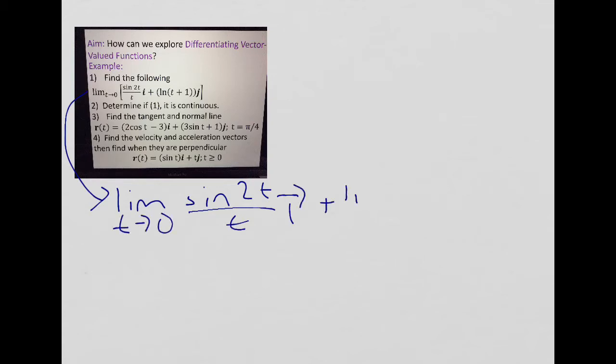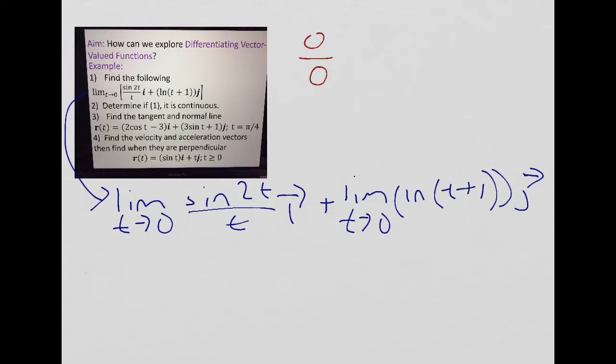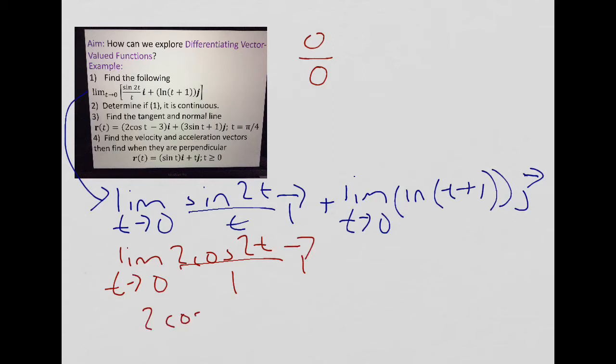So notice what I'm doing here. It looks like I'm distributing a limit. You really don't call it that, but whatever works for you to remember what to do. Now, in the first one, if I were to try to find the limit, I'm going to get 0 over 0. So I'm going to use L'Hopital's rule here. If I use L'Hopital's rule, this becomes something I can evaluate by direct substitution.